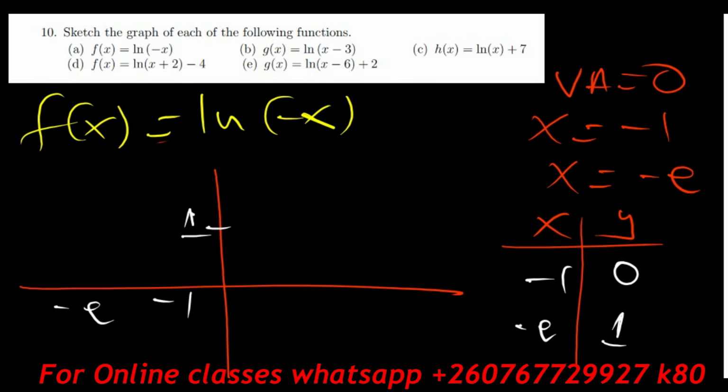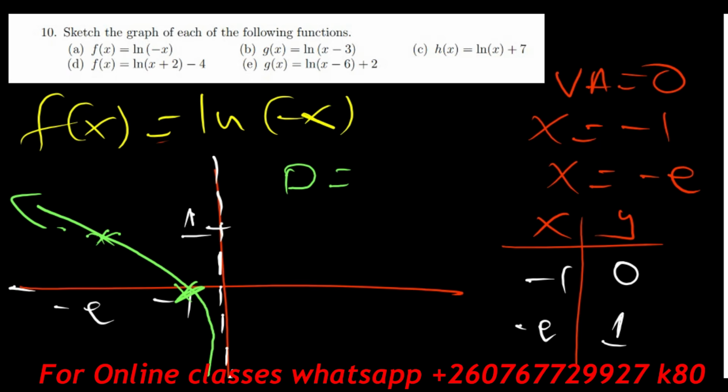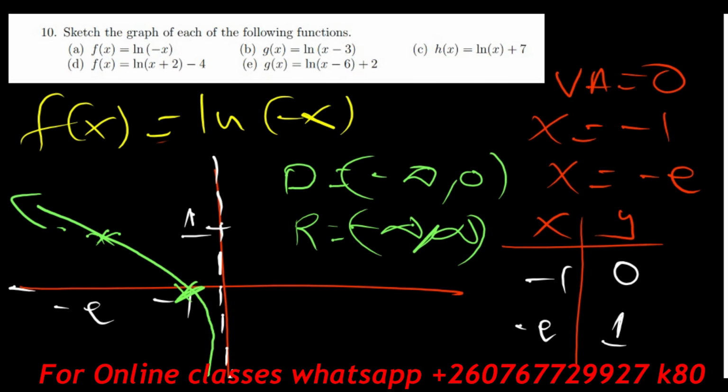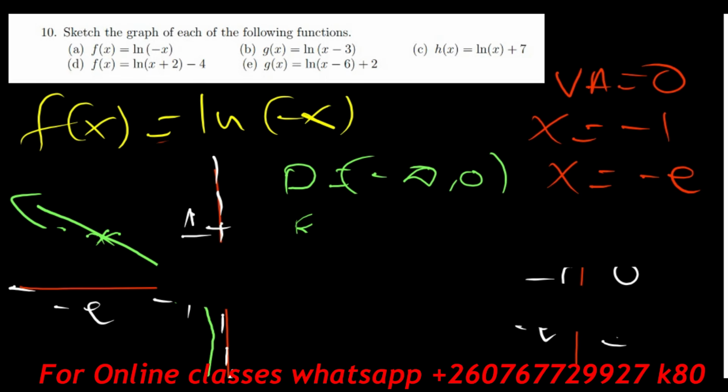What is our vertical asymptote? Our vertical asymptote is 0. So this is the line. It has to be running away from this line. Now we can plot this. We can see that we're going to have negative 1, 0 is this point. Negative e, 1 is this point. So running away from the asymptote, going there. That is going to be our graph. From here we can see that the domain is from negative infinity all the way to 0. But the range is always from negative infinity to positive infinity. Okay, that is it for part A.